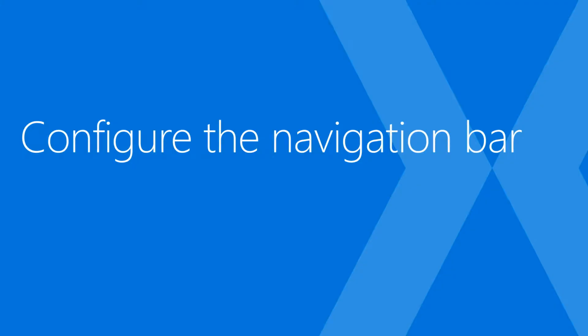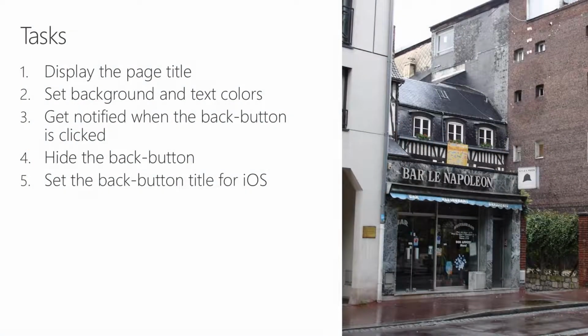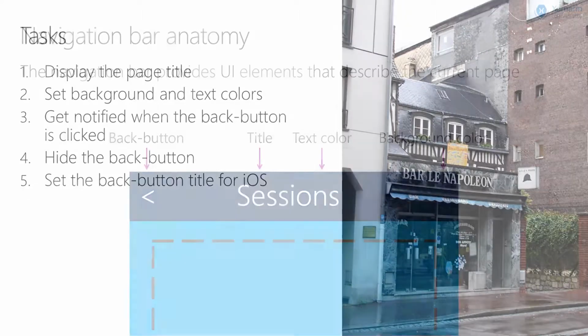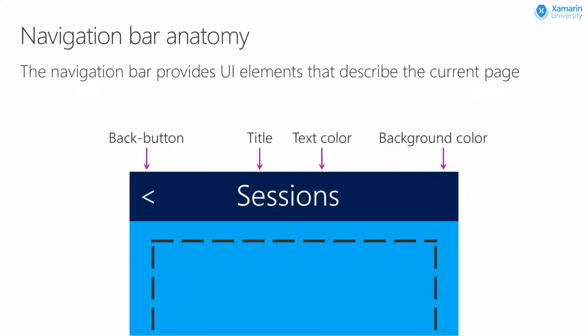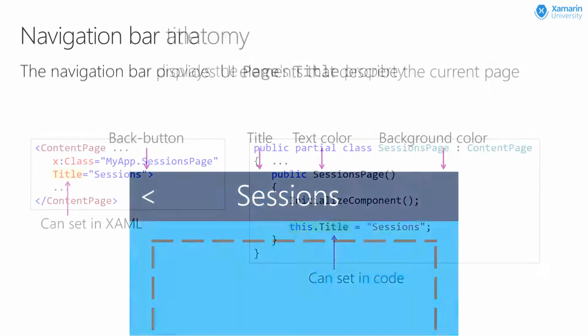Now that we're using the navigation page for our stack navigation, let's see how we can customize its navigation bar. The navigation bar can provide some important information such as the current page's title, and we have control over some visual aspects. Let's take a closer look at the navigation bar provided by our navigation page. It has dedicated space for the back button and the page title, and it also has a solid background color. All of these things we can control.